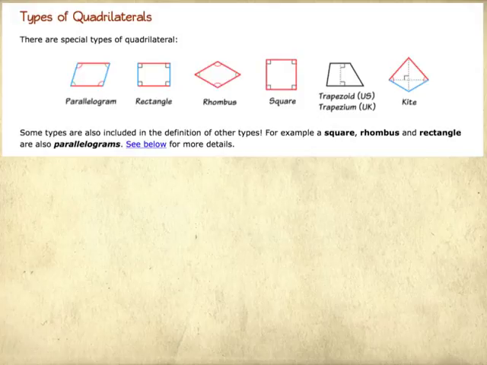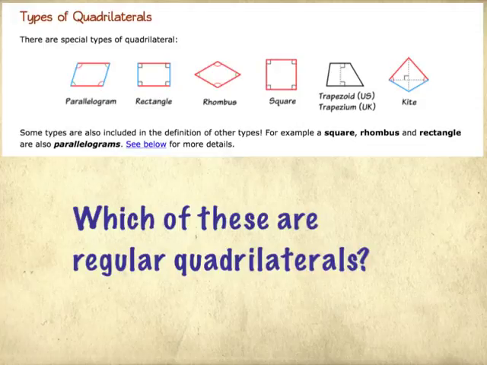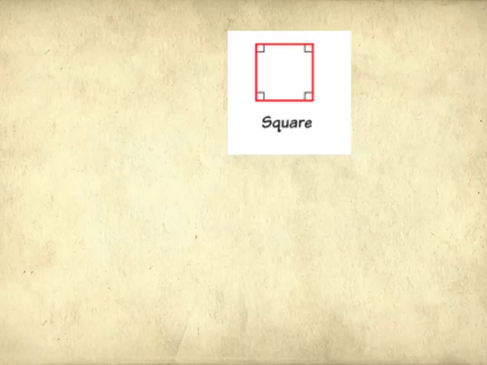So some types are included in the definitions of other types, remember. For example, squares, rhombuses, and rectangles are also parallelograms. That just means that they have 2 sets of parallel sides, which rectangles and squares do. So all of these are quadrilaterals. We want to know which ones are regular quadrilaterals. And actually the only regular quadrilateral is the square, because it's the only one that has all equal sides and angles. The rectangle's close, it has all equal angles, but the sides on either side are shorter.